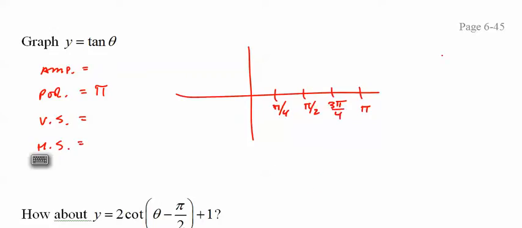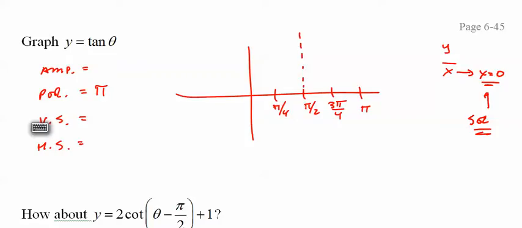Alright, tangent's y over x. We're dividing by something. We're going to have asymptotes. So this is where x equals 0. So it's the same as secant, which is cosine. Cosine equals 0 at pi over 2. And at negative pi over 2.